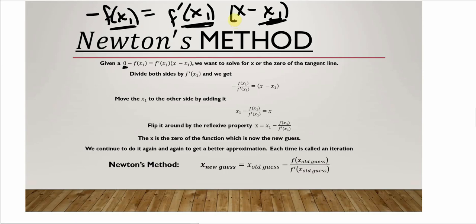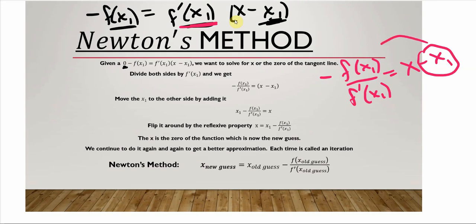So what I'm going to do is take this and move it over to the other side. So now I'm going to end up with negative f of x sub 1 over f prime of x sub 1, and that's going to give me x minus x sub 1. And now I'm trying to put all the ones that have my guess into one side. So I'm going to move this over to the other side. That means that x is going to equal x sub 1 minus f of x sub 1 over f prime of x sub 1.